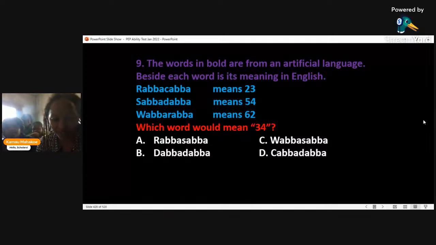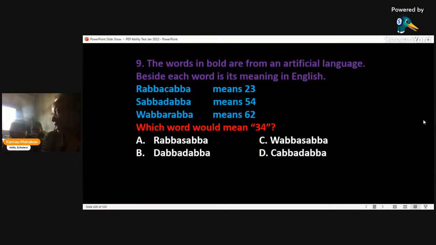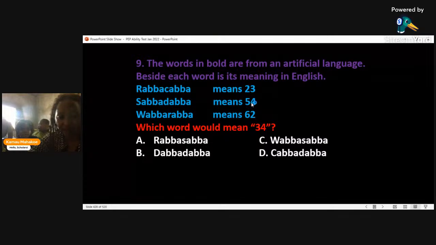So how about rubber cabba? I was in a humorous mood when I made it. Rubber cabba means 23. Shabba dabba means 54. And wabba rabba means 62. So what is 34? What is it? Kabadaba. See, 3 is kaba and 4 is daba. So it will be D, kabadaba.